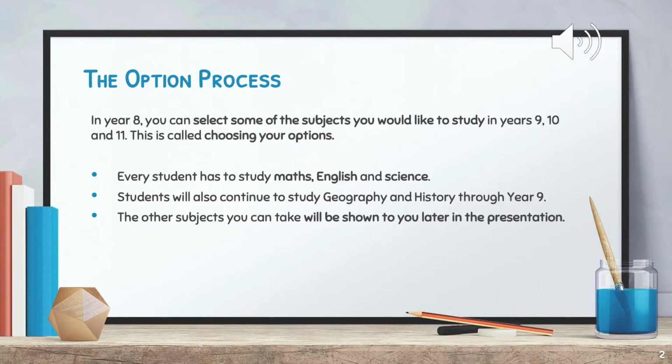The options process. In Year 8, students will be able to select some of the subjects they would like to study in Years 9, 10 and 11. This is called choosing their options. Every student has to study maths, English and science, and students will also continue to study geography and history through Year 9. I will come into more detail about geography and history later on in the presentation. The other subjects that they will be able to take will also be shown later on in the presentation.